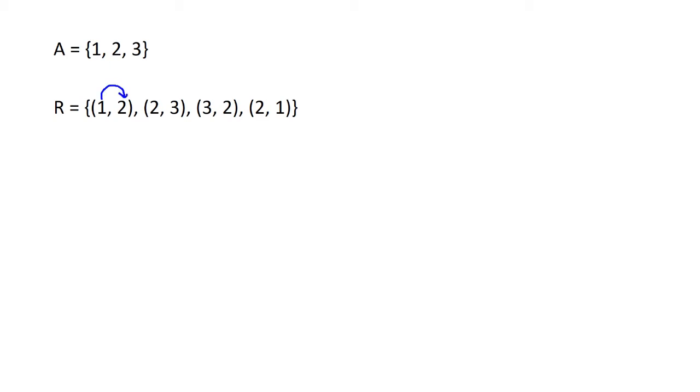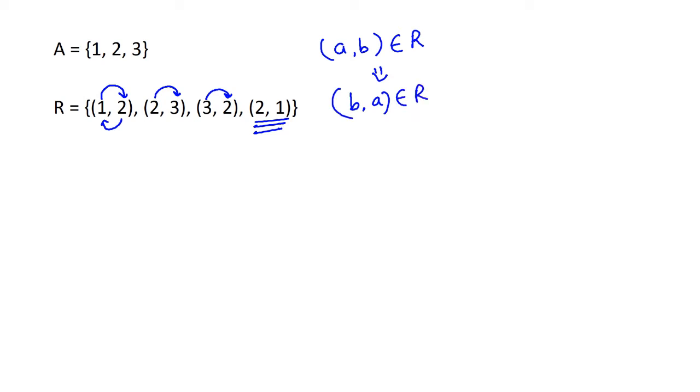Now let's again take the same set A equals to {1, 2, 3}. This time the relation R has 4 ordered pairs, and if you observe carefully, 1 is related to 2, and you will also find an ordered pair in which 2 is related to 1. Similarly, 2 is related to 3 and 3 is also related to 2. Such relations in which if (a, b) belongs to R implies that (b, a) also belongs to R, such relations are known as symmetric relations.